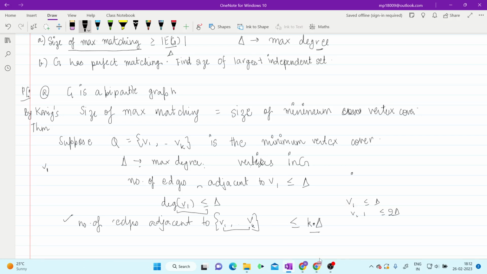Now we have an additional condition, that V1 to Vk is also a minimum vertex cover. Is there any relation between the total edges, that is all the possible edges in the graph G, and the set of edges adjacent to either V1, V2 or Vk? We are given that V1 to Vk is a vertex cover. So is there any relation between these two sets?